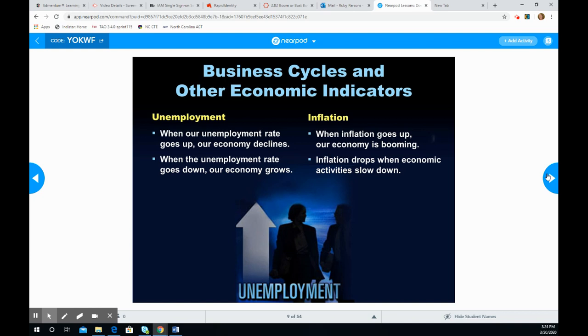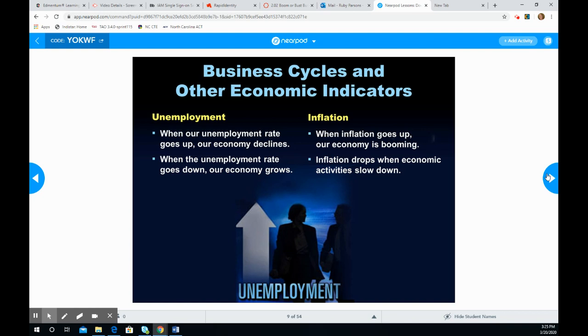Business cycles and other economic indicators. Let's think about unemployment for a moment. When our unemployment rate goes up, your economy is declining because people don't have money to spend to put into the economy. When the unemployment rate is going down, the economy grows because people are working and they have money to pump back into the economy.